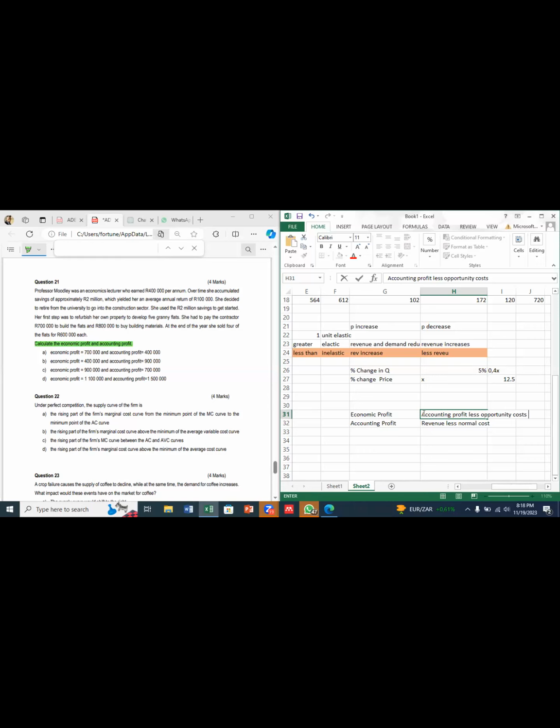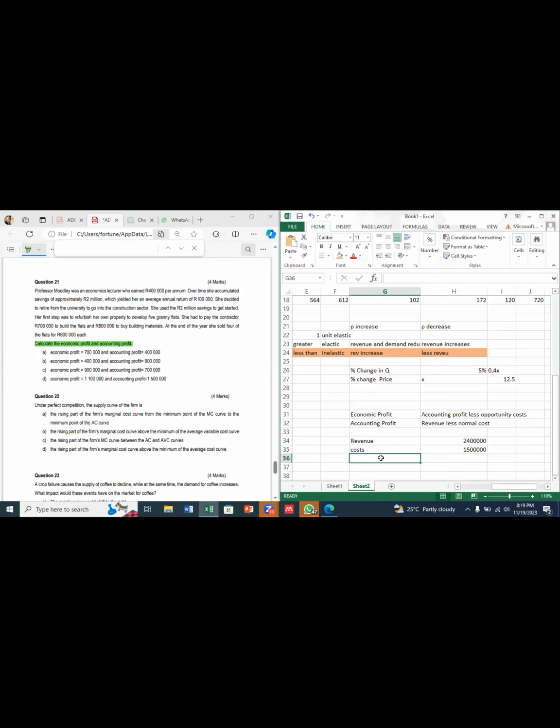All right, so what is her revenue? The revenue is 600,000 times how many? Times 4. That would be 2.4 million. So this is the revenue. So let's get to the costs. What were your normal costs? That's 700,000 for the building and 800,000 to buy materials. So this is a normal cost.